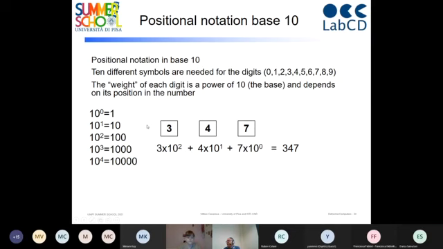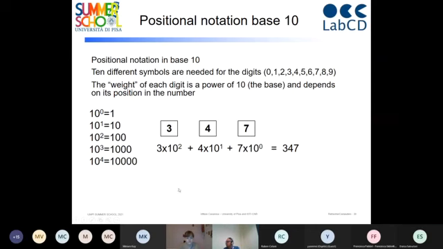So without knowing, we learned to use what is called a positional notation in base 10, because our system of numbering has 10 digits from 0 to 9. And the weight, the value of each of these digits is based on the position it is in the number. So the 4 here is in the position of the tens. The 3 here is the position of the hundreds, and so on. And these positions are actually the powers of the base.